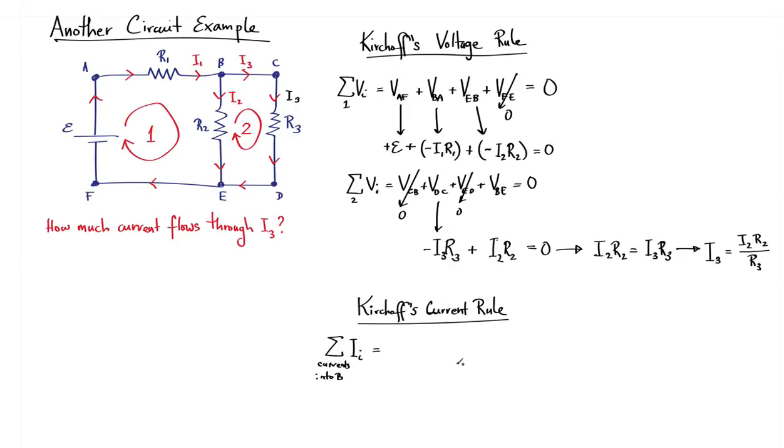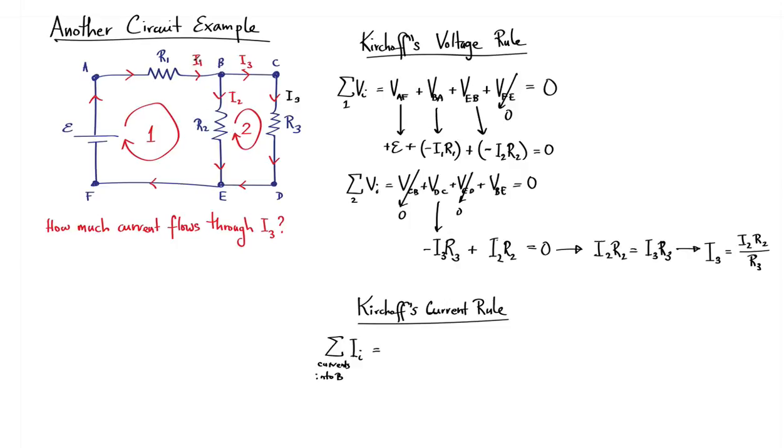So what Kirchhoff's current rule states is that the sum of all the currents into any given point is going to be 0, okay? Or in other words, the net total amount of current flowing into a point has to be equal to the total amount of current flowing out of the point, so that there's no net buildup of charge at that point. Okay, so we can see here for point B, there's 3 currents that are basically attached to point B.